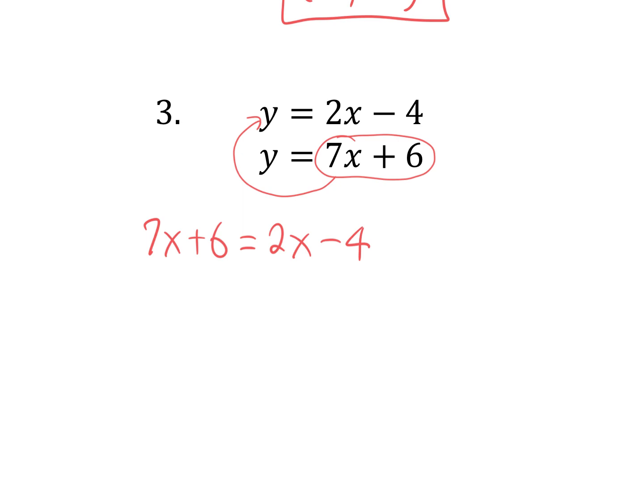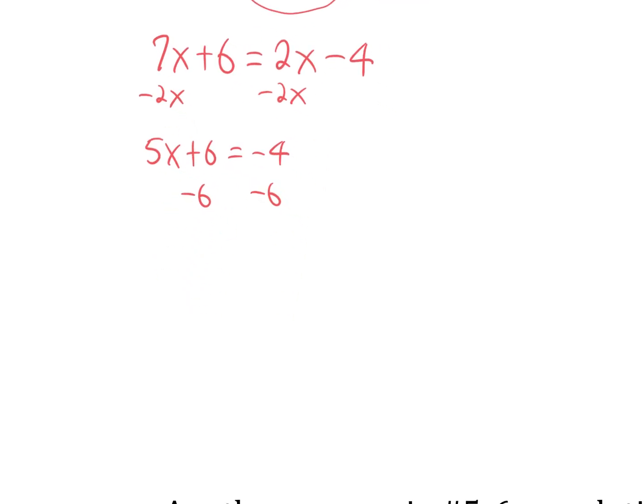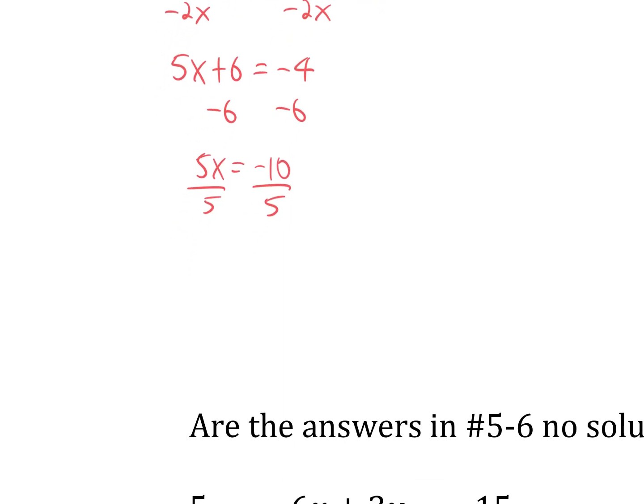All right, how do we solve for x now? Subtract 2x. Okay, get all the x's to one side. 7x minus 2x is going to be 5x. Got plus 6 equals negative 4. Get 5x by itself by subtracting 6. 5x equals negative 10. Divide by 5. We get x equals negative 2.